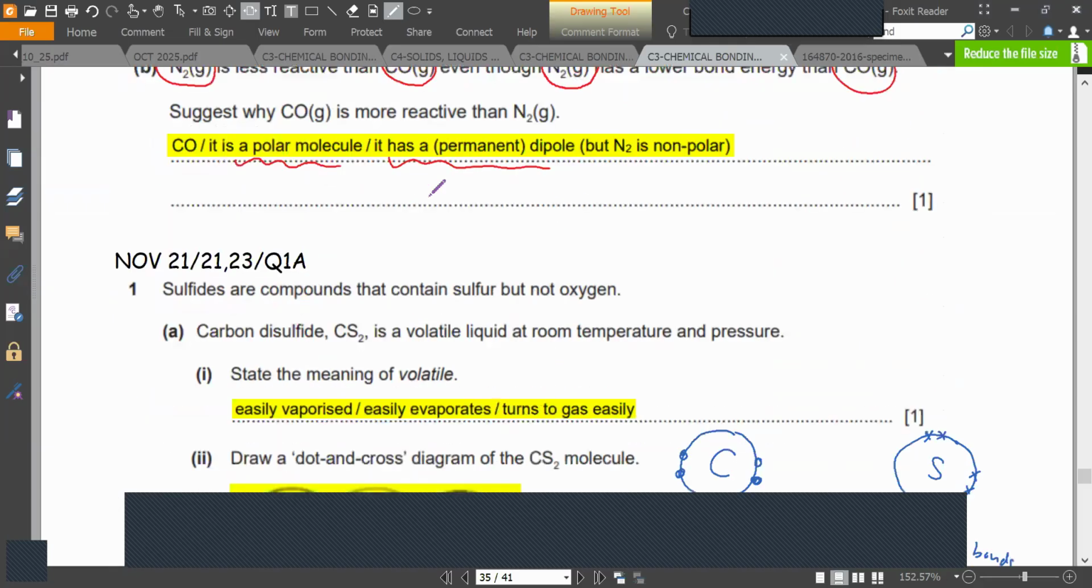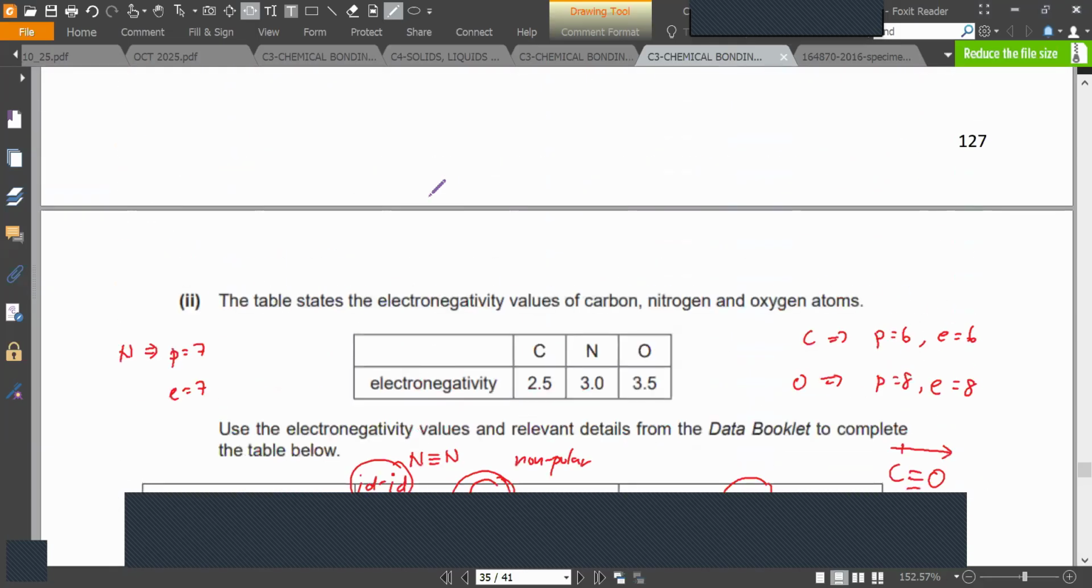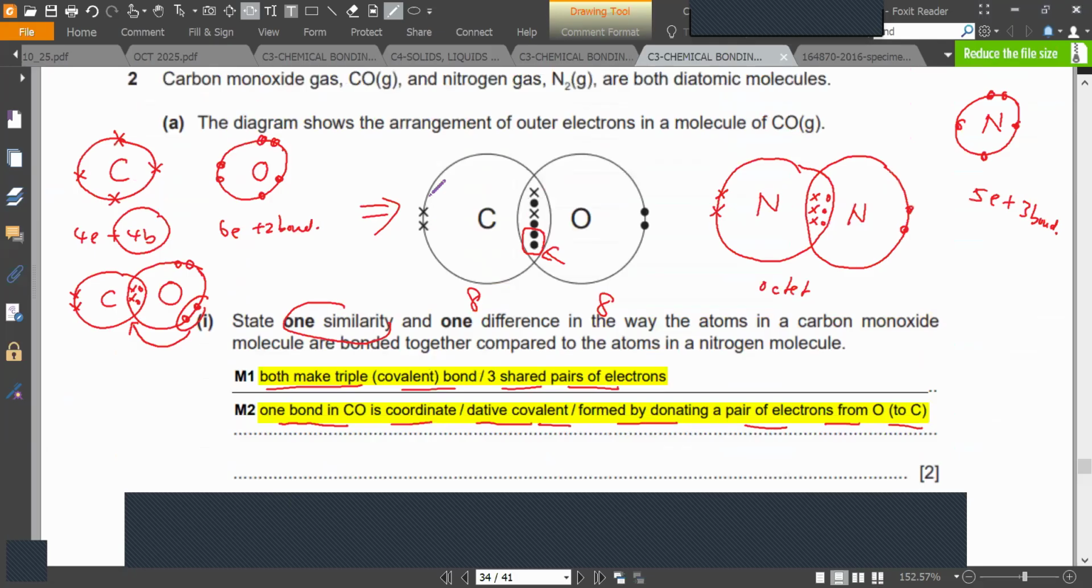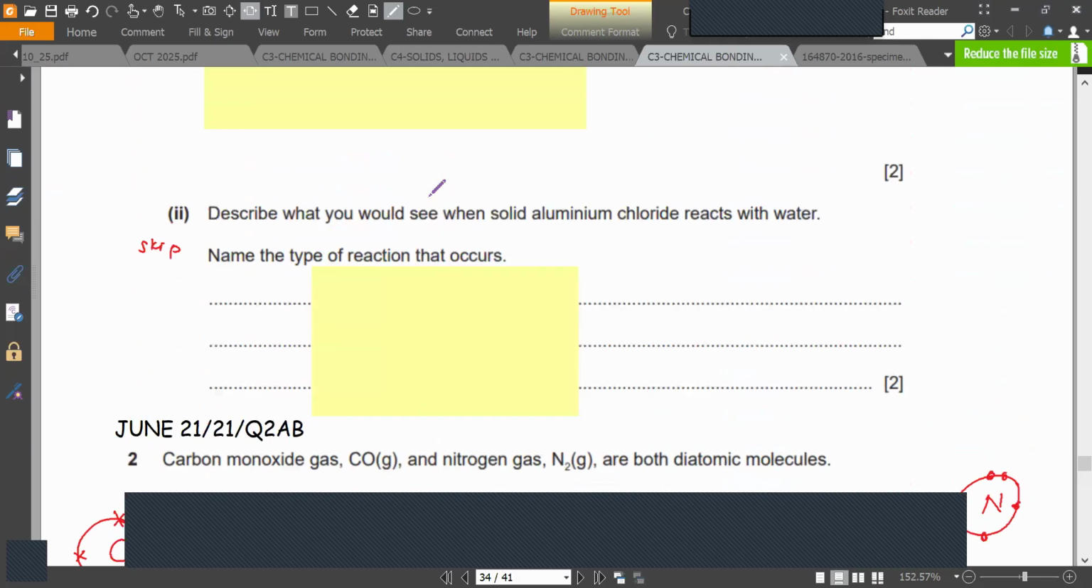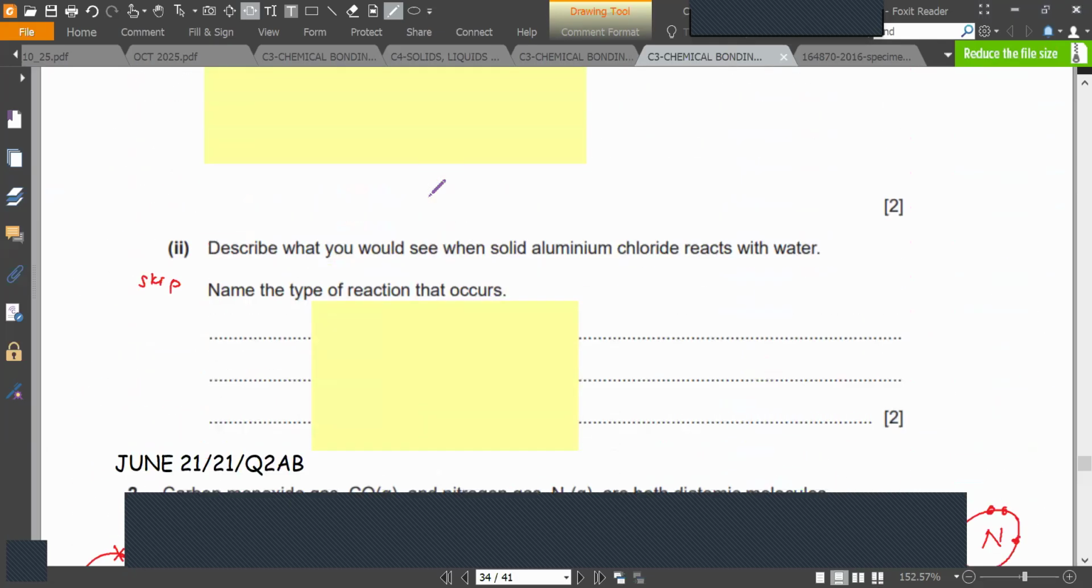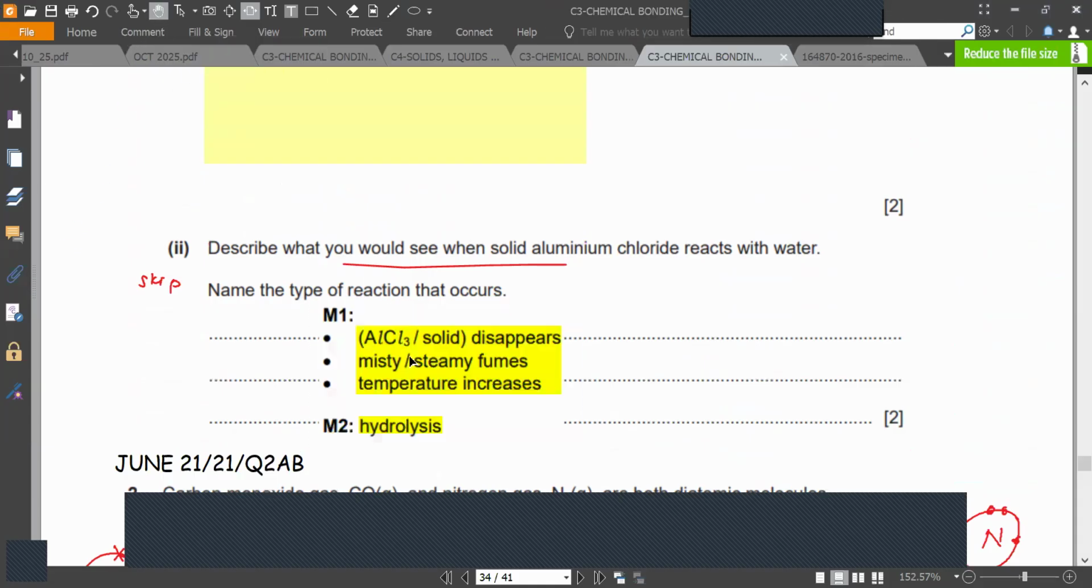Okay, make sure we haven't missed any questions. Describe what you would see when aluminum chloride reacts with water. So this one is not that important. It's a later chapter. We just go through quickly. It will give off steamy fumes, and the temperature increases. It's a hydrolysis reaction.